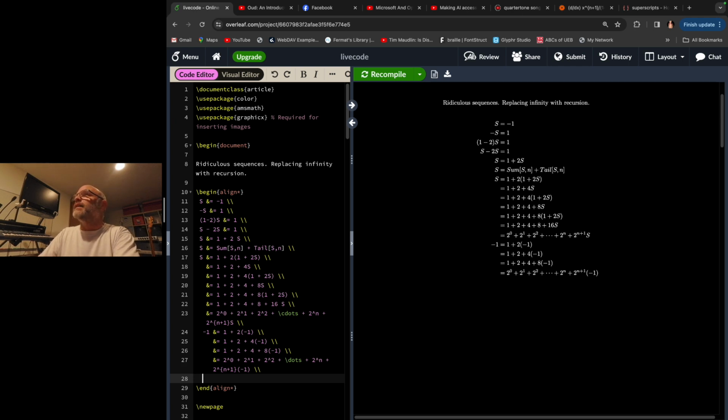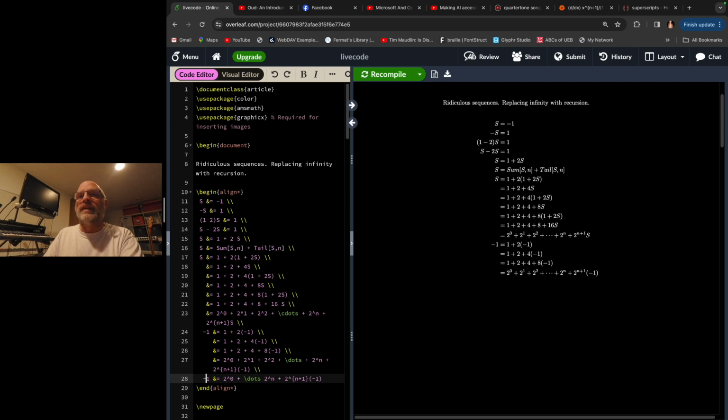So if I say -1 is equal to 1 plus 2s, then once I've expanded it out, I know that it's going to be 2 to the 0 plus dots up to 2 to the n plus 2 to the n plus 1. And if you end up doing this on your own accidentally, you're going to totally believe this system after you see this. Okay, and so S minus tail will give you the finite formula for the sum.